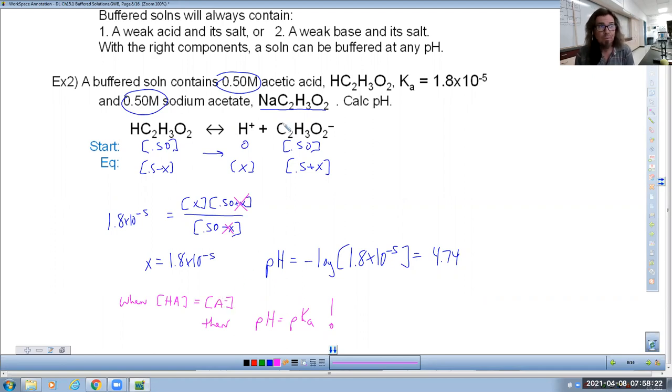Now, that's also true for a base and its conjugate cation. If they're in equal concentrations, the pOH equals the pKb. All right, I've said too much. Let's just leave it at pH equals pKa. And by the way, this has a special name. It's called the Henderson-Hasselbalch equation. You don't need to write that down right now, but I'm going to be saying that name enough times in the next week and a half that it's worth that you know that. All right, let's keep going. I'm fun.